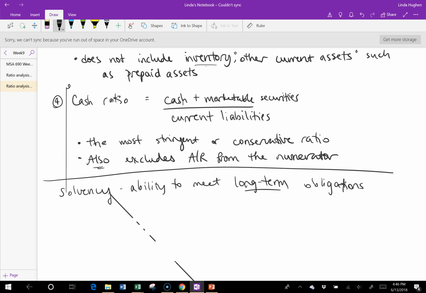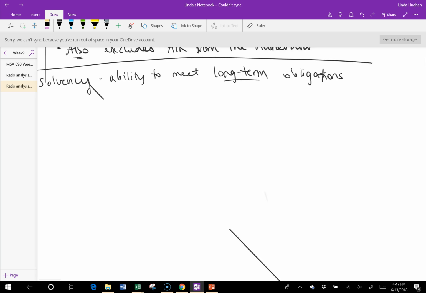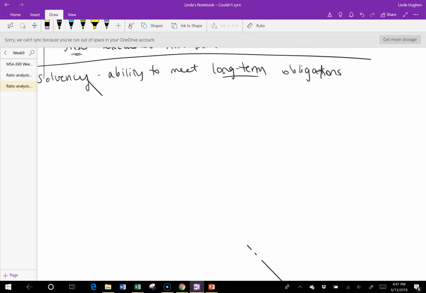So you notice that when we looked at liquidity and we were looking at current assets and current liabilities, we are focused on the company's operations, selling inventory, getting receivables, collecting those receivables for cash, paying for the inventory, paying the employees, those day-to-day activities. Solvency is looking at long-term. And so what do we measure? What do we use when we're trying to measure long-term cash adequacy?